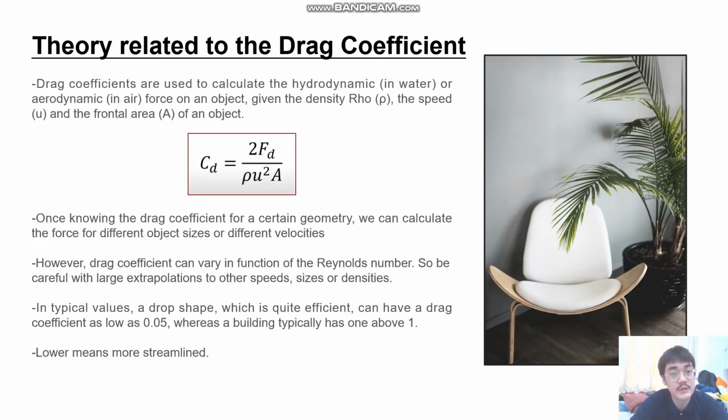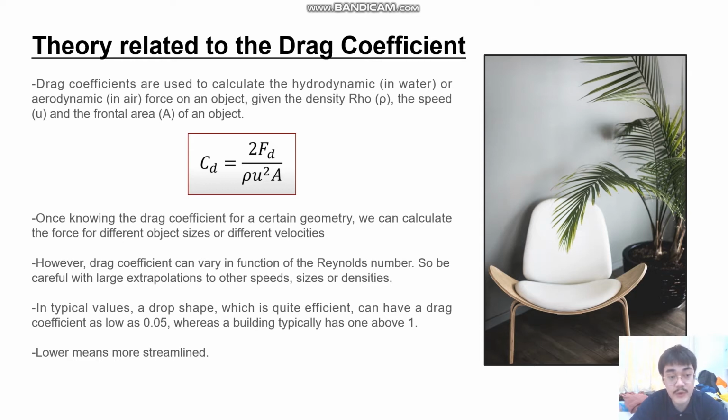For the theory related to the drag coefficient, drag coefficients are used to calculate the hydrodynamic or aerodynamic force on an object, given the density, the speed, and the frontal area of the object. Once we know the drag coefficient for a certain geometry, we can calculate the force for different object sizes and different velocities. However, the drag coefficient can vary as a function of the Reynolds number, so be careful with large extrapolation to other speed, size, or density.